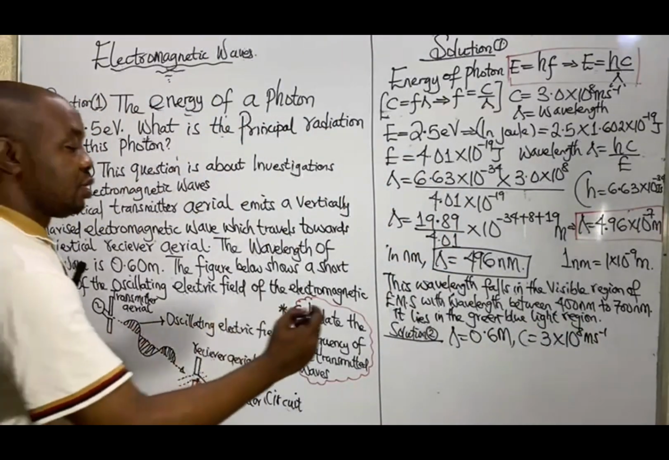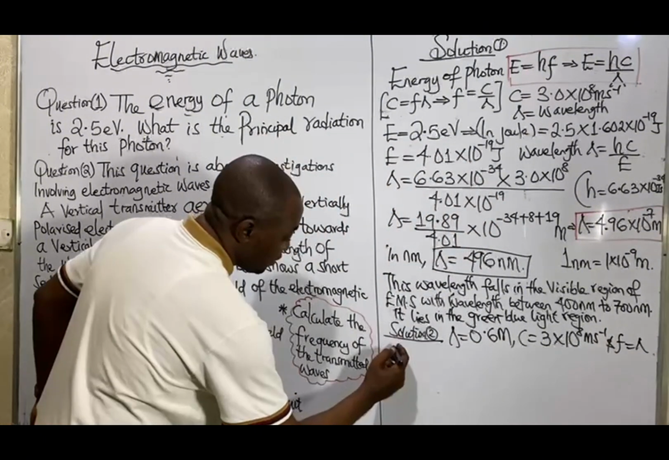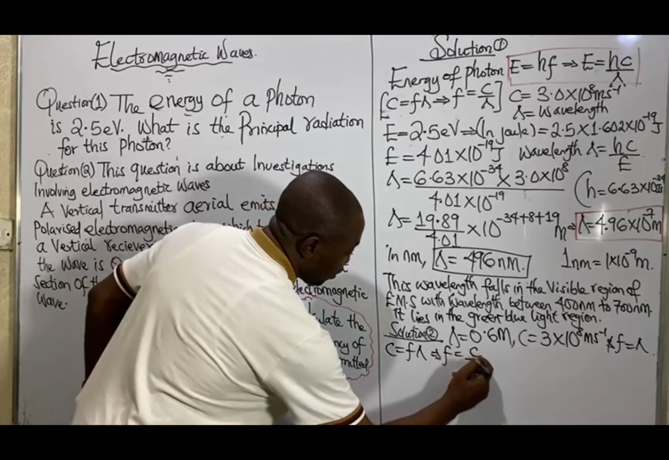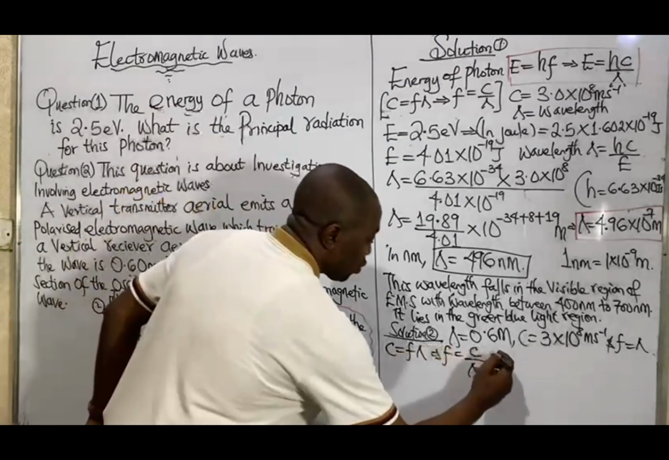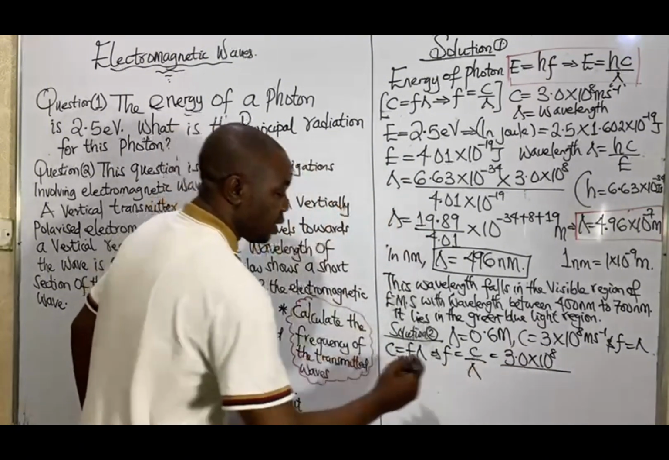All right, so we want to calculate the frequency. So we know from the formula c equals f lambda that f will be c over lambda. So that means 3.0 times 10 raised to the power of 8 divided by the wavelength.